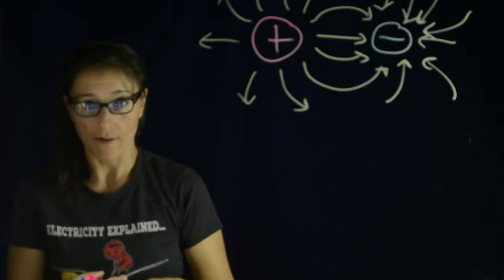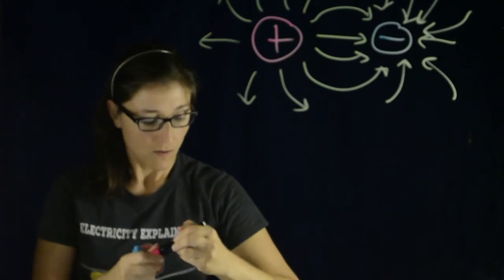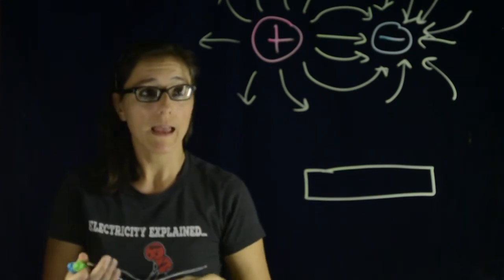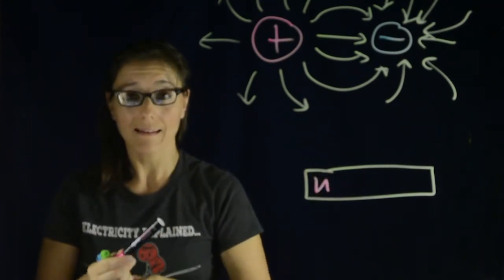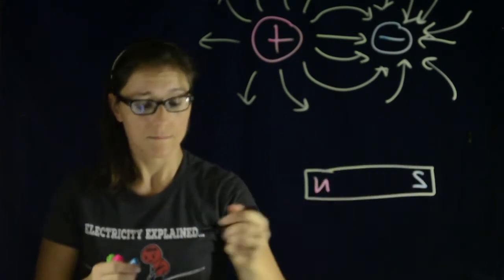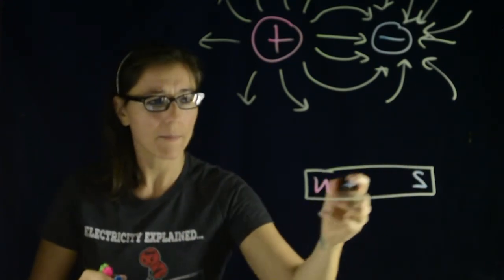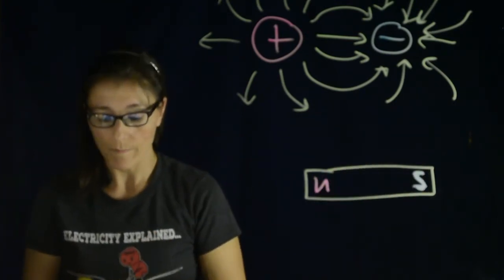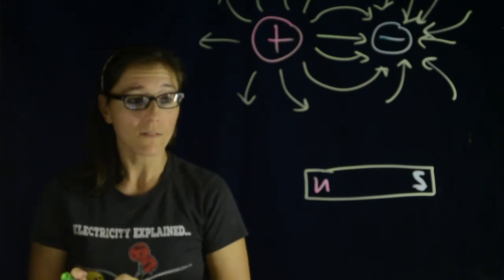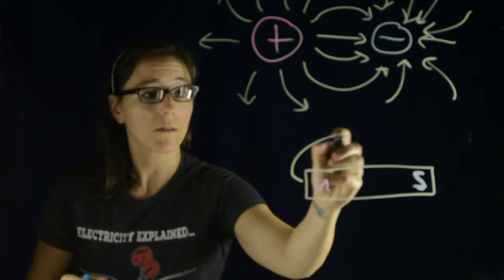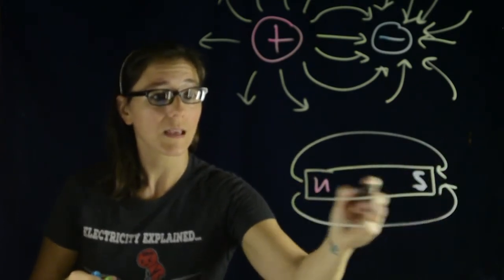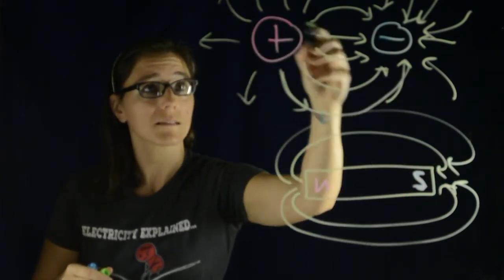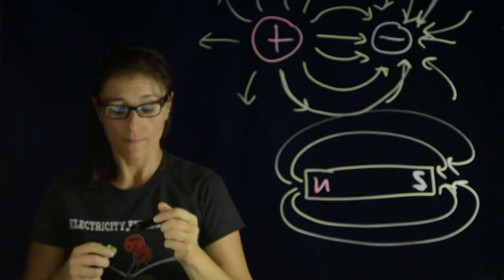A magnetic field, on the other hand, surrounds a magnetic object. So if I were to draw a magnet, it would have a north pole and a south pole. Like the electric field, the magnetic field travels around from north to south the same way positive travels to negative.